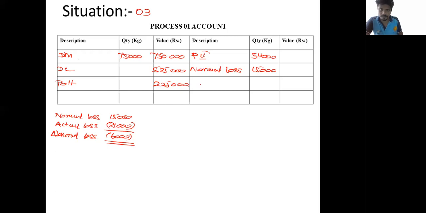Okay, I will show. Then here we can put abnormal losses 6,000. First let's balance the quantity columns. Here 75,000, here 54,000 plus 6,000. Now let's calculate the cost per unit.